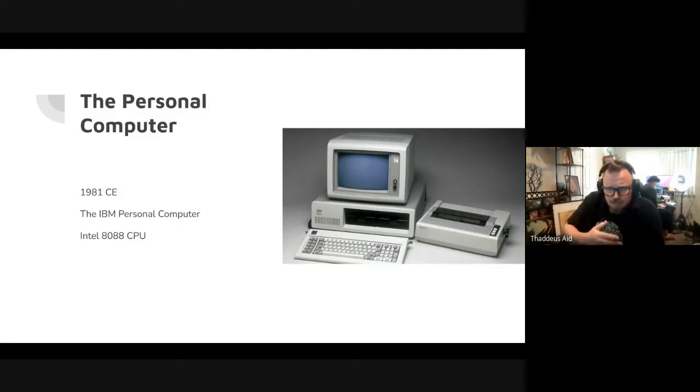And as we all know from here, we jump forward through the 8086, the 286, 386, 486, up to the Pentiums and into the CPUs that we've got these days.